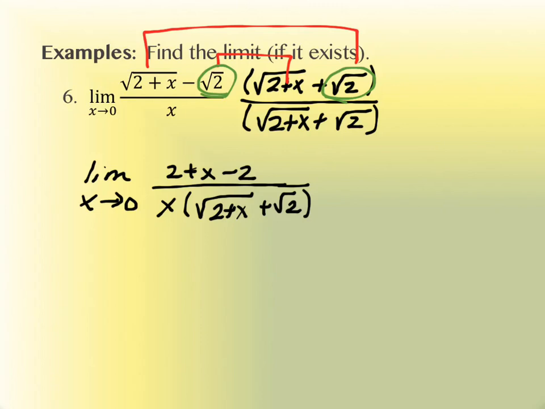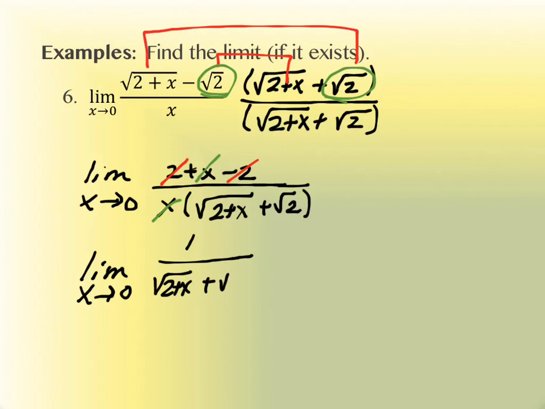Now what happens to that top? The 2 and the negative 2 add to 0. What else happens? Right, this x and this x reduce to the value of 1 on top, right? At least that's where we write it down in the next step. So my next step is the limit as x approaches 0 of 1 over the square root of 2 plus x plus the square root of 2.